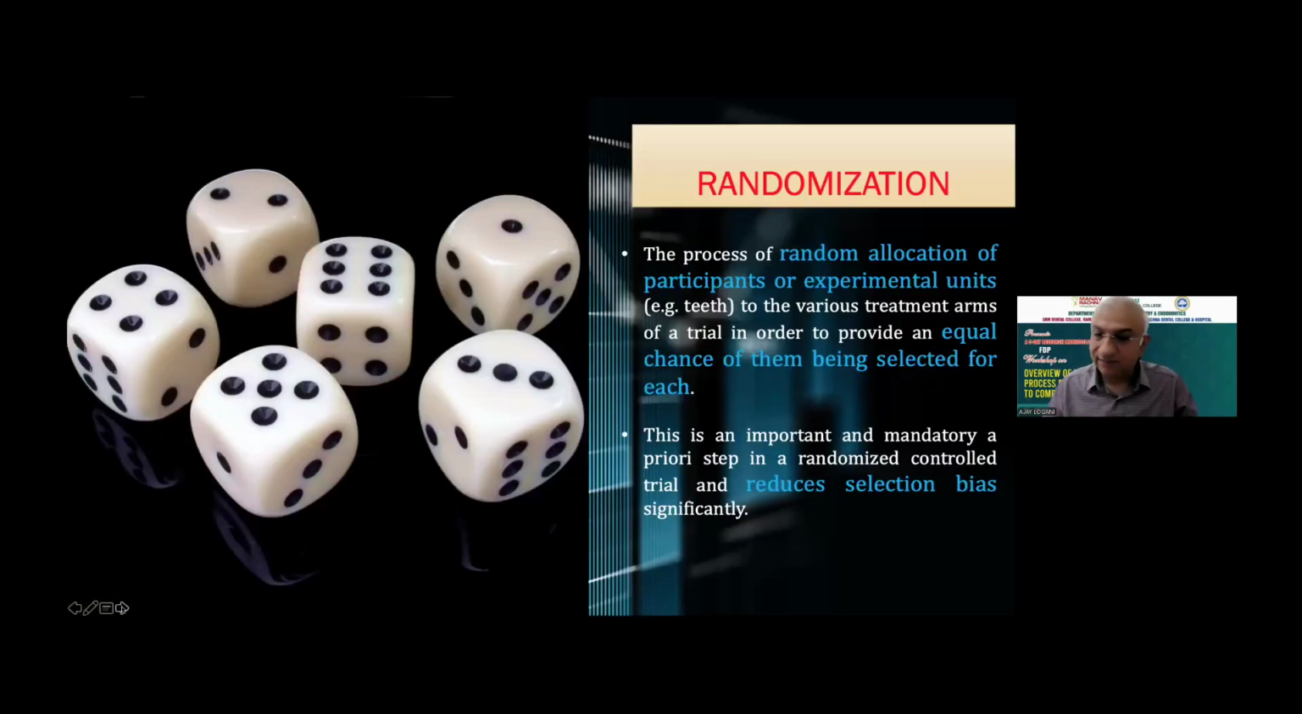Randomization is again something which I would want you to have your points on. It's basically making sure that there is an equal chance of them being selected for each group, so there is no bias. Randomization is a hallmark of a randomized clinical trial, and it makes sure that the patients are randomly allocated to each group or a different group, and it probably reduces the bias.